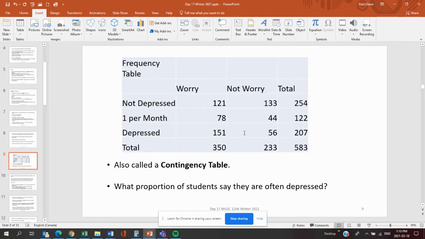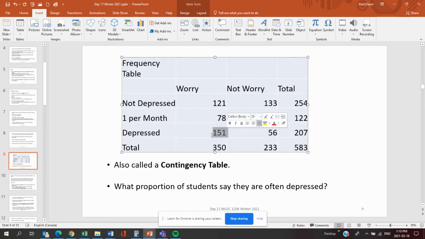What percentage of students? Percentages, proportions, those are essentially probabilities. So this is what we got out of those 3 surveys. And I've compressed it. This is like getting data out of a pivot table. And it's just frequencies that I've got here. For the 583 students, I've got 121 up here that worried a lot, but were not depressed. On the other hand, I've got 151 that worried a lot and were quite depressed, or 133 didn't worry, never depressed. So it's different combinations here that we've got.